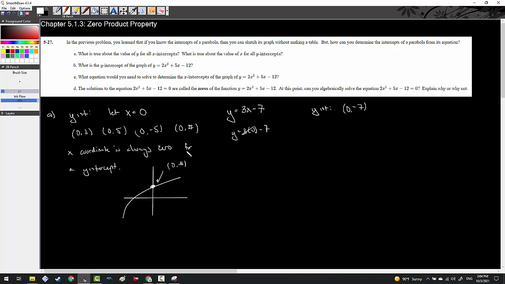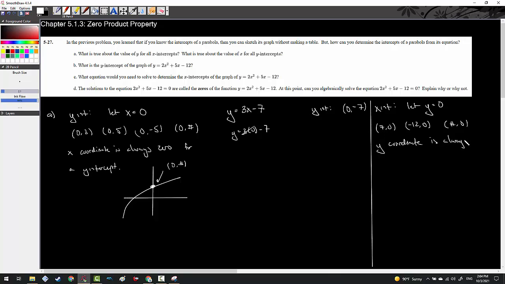For an x-intercept, I'll write it out over here. An x-intercept, we let y become 0. So again, those coordinates are some number, comma 0. Like 7, comma 0, negative 12, comma 0, some number, comma 0 always. And in the x-intercept, we say that the y-coordinate is always 0 for an x-intercept.